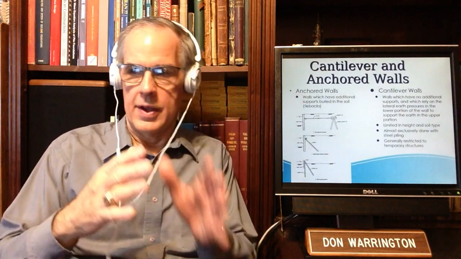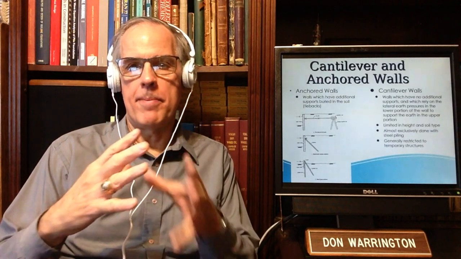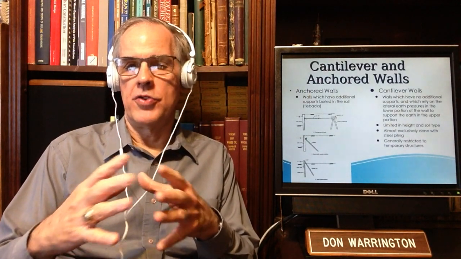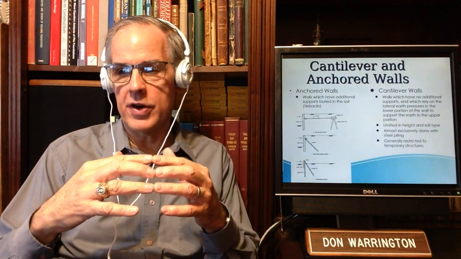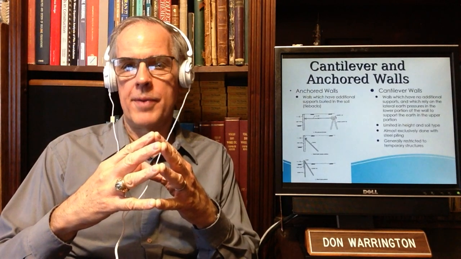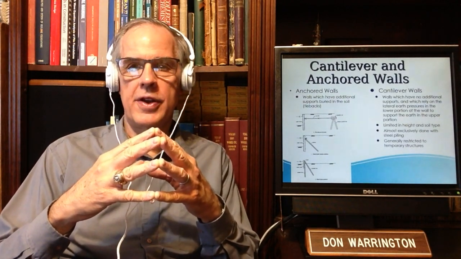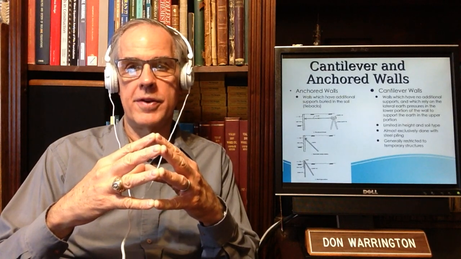There are two types of walls. One of them is cantilever walls. Cantilever walls are just what the name implies. You have a piece of sheeting, it's driven in the ground, it's balanced, and I'll talk about that in a minute. There's no support, there's nothing. I mean, it's just there. It's generally used for temporary structures. Sometimes you'll see it with certain types of sheeting, but I don't recommend cantilever walls, particularly with non-ferrous sheeting.